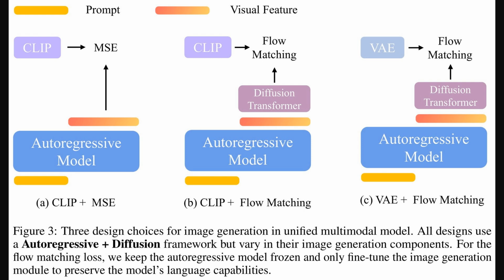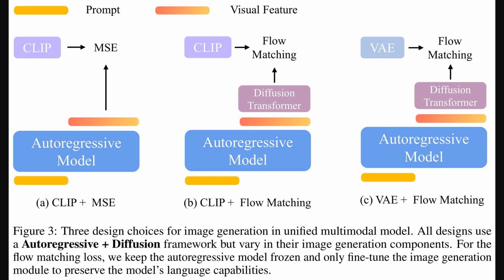Alright, so following those impressive generated images we just saw, Figure 3 now digs a bit deeper into the design choices specifically for the image generation component within this unified framework. It lays out 3 different approaches they considered. All these designs start with a text prompt and use that autoregressive model we discussed to produce an initial visual feature. Where they vary is in how this visual feature is then transformed into the final image.